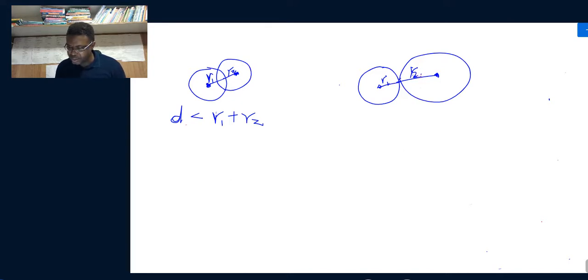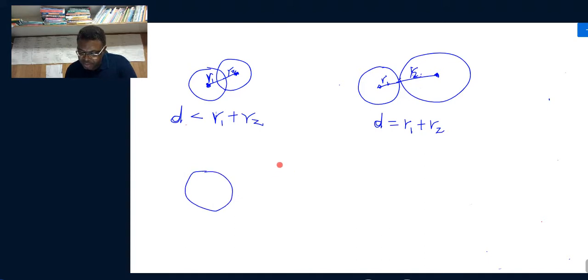Okay, so what can you say about D, the distance between the two circles? It is exactly equal to R1 plus R2, the distance between the two circles from center to center. We're talking about center to center distance.